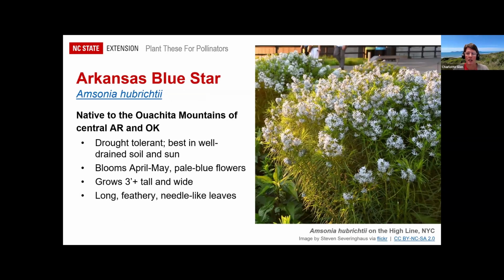Now, if you do have drier sites, you're in luck. There's a couple of Amsonias for you. Probably the one that's going to be easiest to find at garden centers is the Arkansas Blue Star, Amsonia hubrichtii.